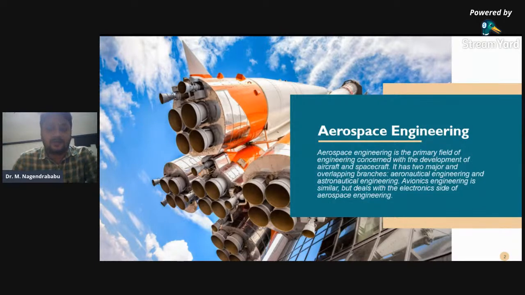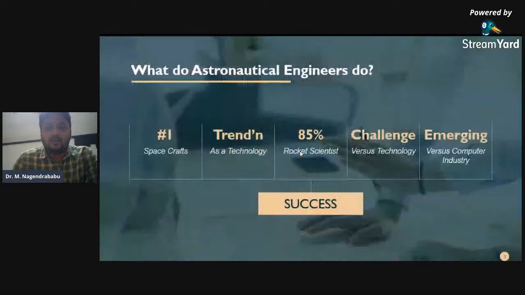outside the atmosphere. So the next one: what do aeronautical engineers do in real time? They build aircraft that can fly within the Earth's atmosphere, including military flying technology, commercial and passenger jets, helicopters, and even drones.